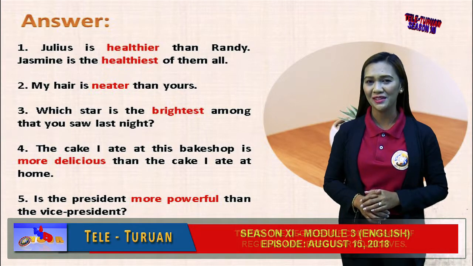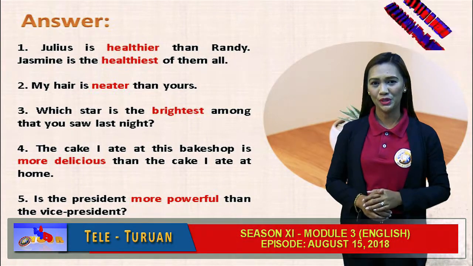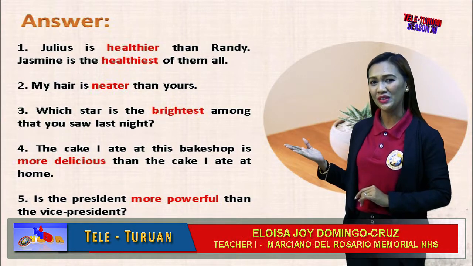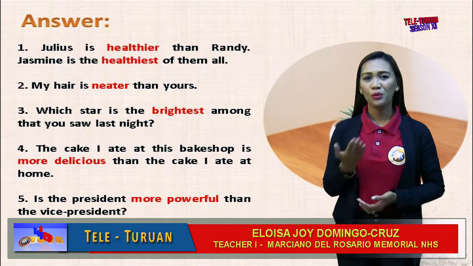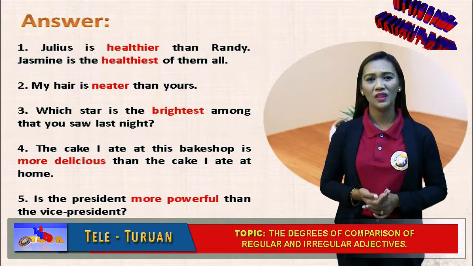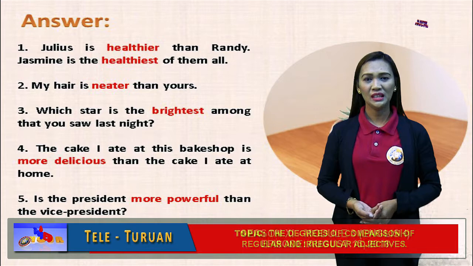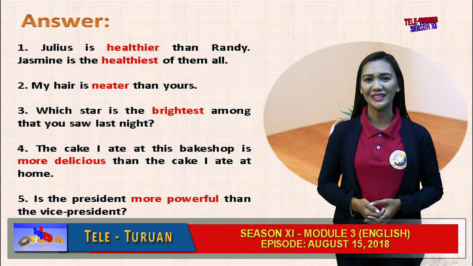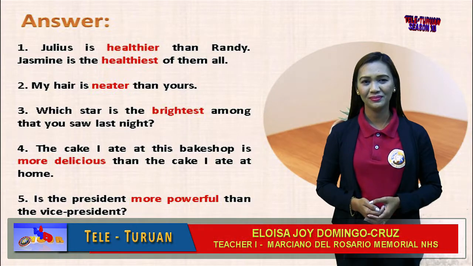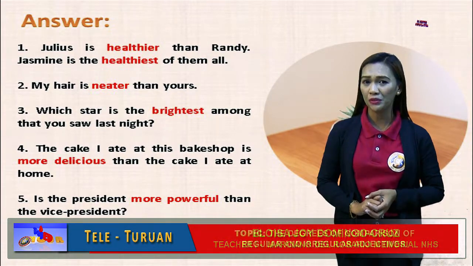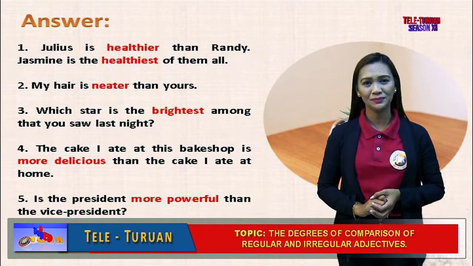Jasmine is the healthiest of them all. For number 2, my hair is neater than yours. For number 3, which star is the brightest among that you saw last night? For number 4, the cake I ate at this bake shop is more delicious than the cake I ate at home. And for the last number, is the president more powerful than the vice president?